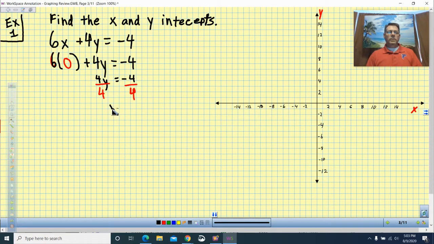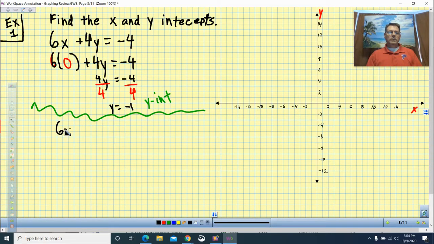And so I got y equals -1. So what is that? That is the y-intercept. You know how I know it's the y-intercept? Because it says y. It's not crazy.